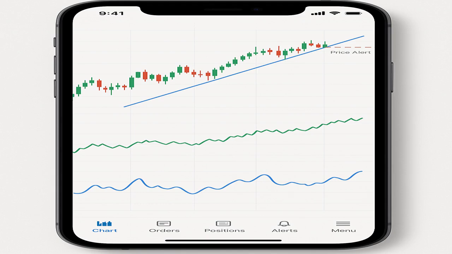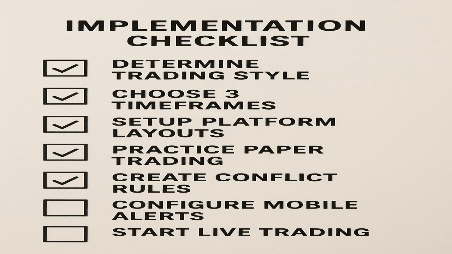Most platforms allow you to sync your timeframes. Enable this feature so that when you click on a candle in your primary timeframe, it automatically highlights the corresponding period in your secondary and confirmation timeframes. Set up hotkeys for switching between your 3 timeframes quickly. Configure your workspace so that the primary timeframe is largest and centered, with secondary and confirmation timeframes in smaller windows.